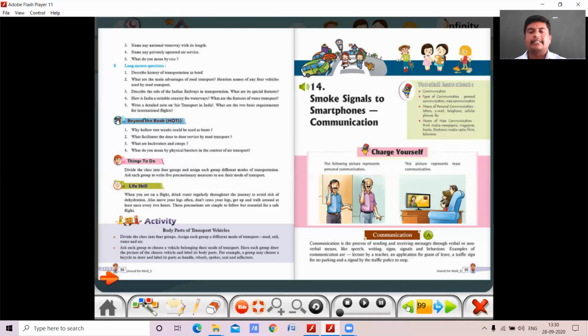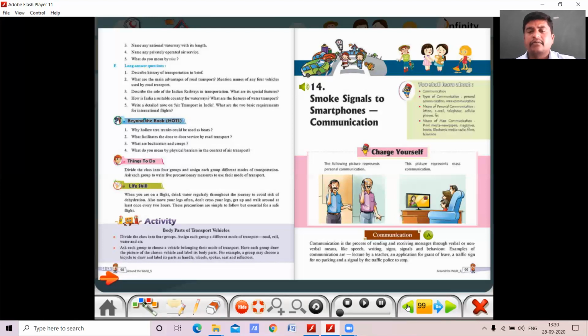Which are the best examples of communication? For example, me: a lecture by a teacher. It is not a lecture, it's a lesson, a teaching by a teacher. An application for grant of leave: most of the time, if you want to take leave, you write a letter to your class teacher. That is also a means of communication.